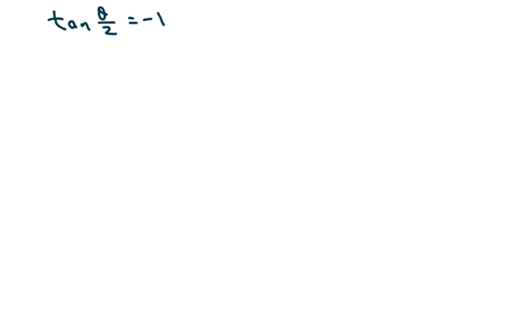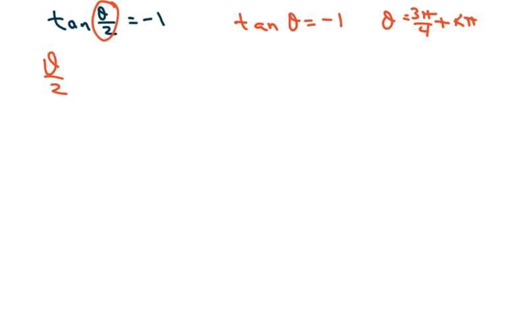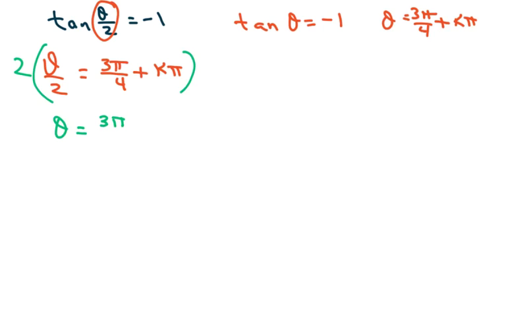Next one, we're going to first solve for tan of theta equals -1. There's 2 places, but since the period of tan is pi, we just need to pick one. So our theta would be 3 pi over 4 plus k pi. But our argument is theta over 2, so we have 3 pi over 4 plus k pi. Now multiply everything by 2, and we're going to get theta equals 3 pi over 2 plus 2k pi. It was 3 pi over 2, sorry.